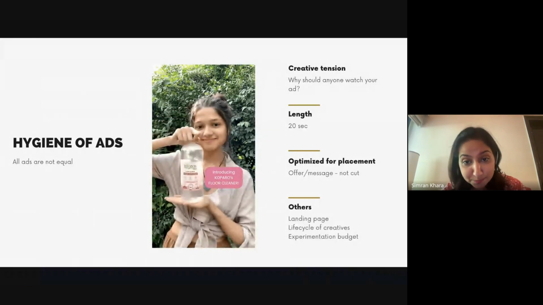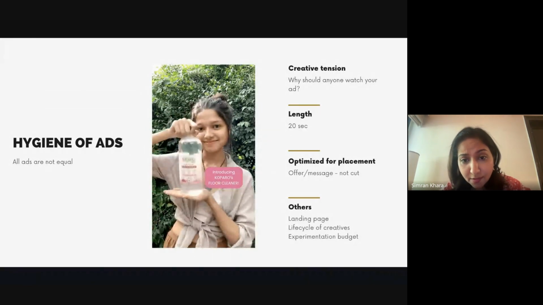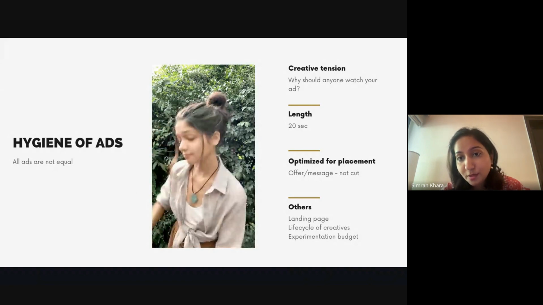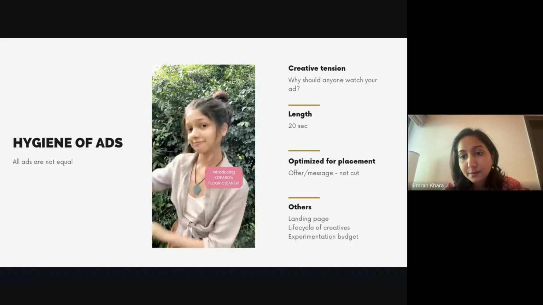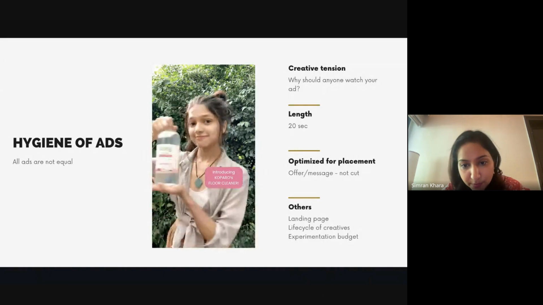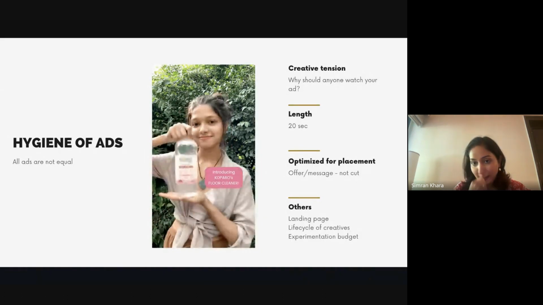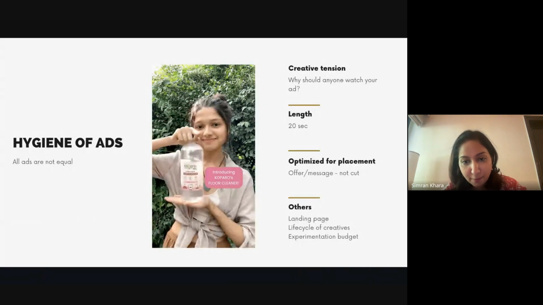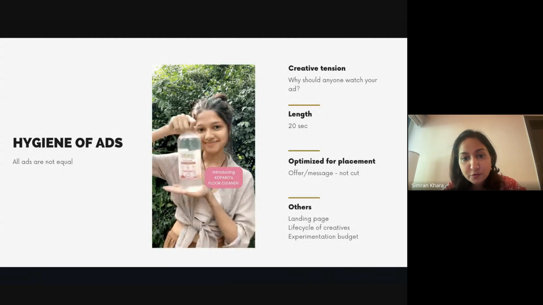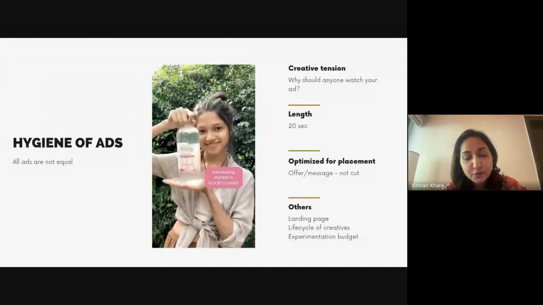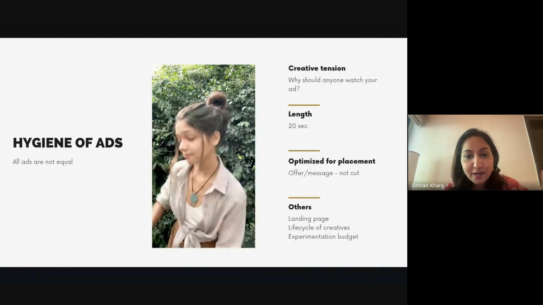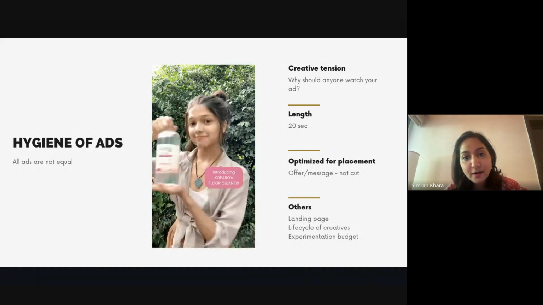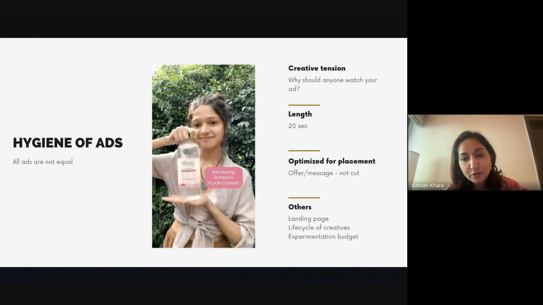The length should be under 30 seconds, but 20 would be great. And when you make vertical creatives, please make sure that the top 10 to 15% and the bottom 10 to 15% have no text and no USP, because it gets cut in many placements. The basics is, you spent the money, you've put in the effort, and if your stuff is getting cut, that's a complete waste, right? So do follow that rule as well.